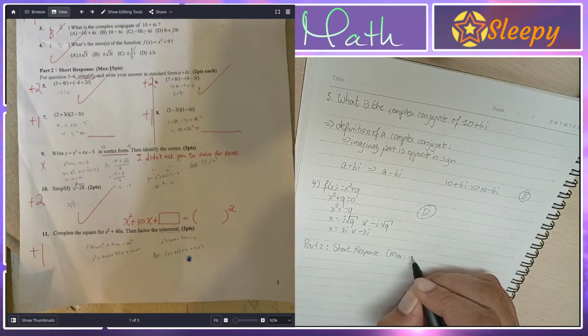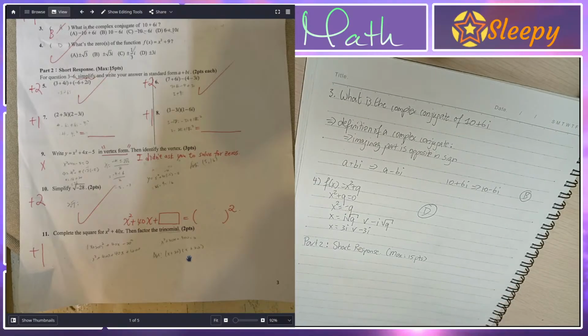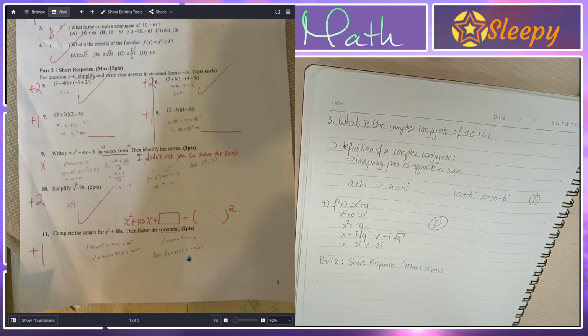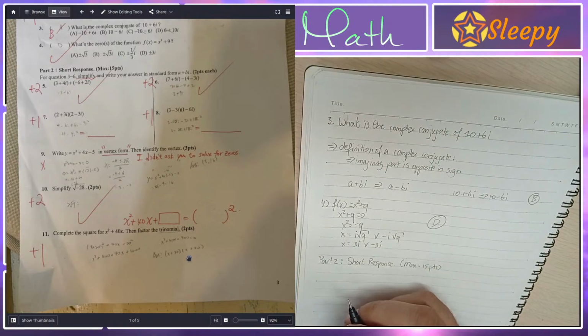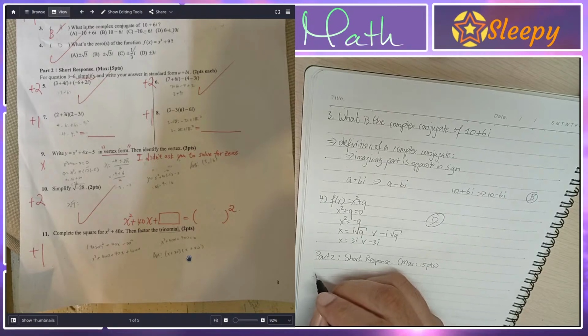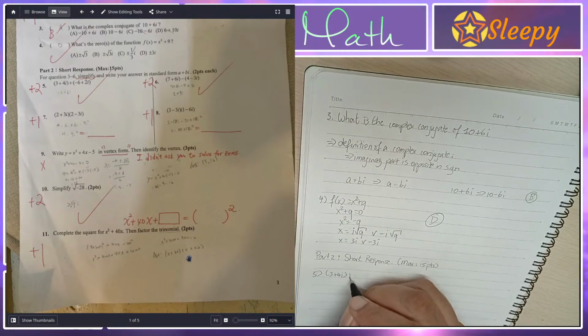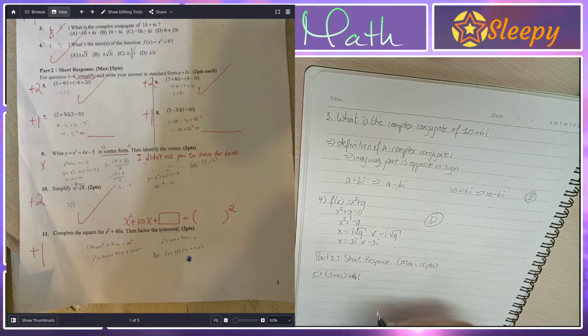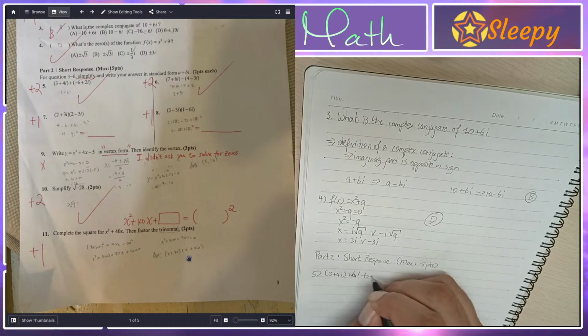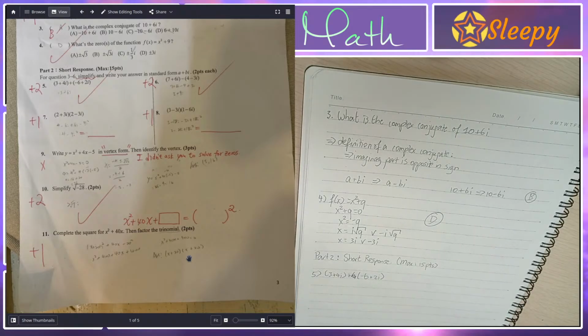So 5. For question 3.6, simplify, write your answer in standard form a plus bi. Okay, so that's pretty simple. 3 plus 4i plus minus 6 plus 2i. Oh, the first one is really simple, of course. This is just minus 3 plus 6i.